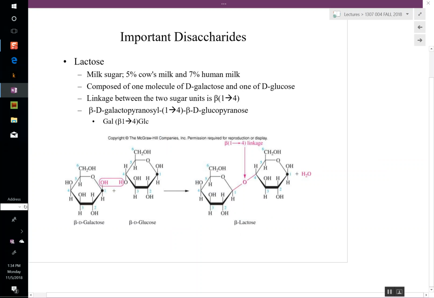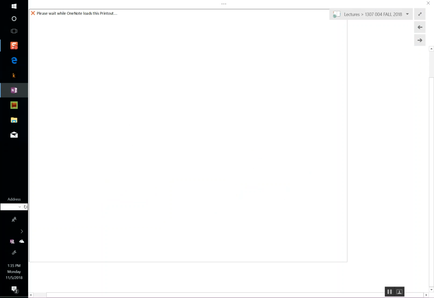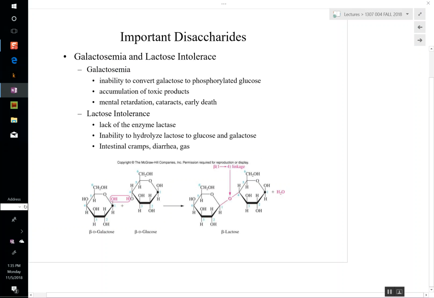And then lactose. You've got galactose and glucose bonded together. Again, a carbon-oxygen-carbon bond, forming lactose. Something about galactosemia and lactose intolerance.